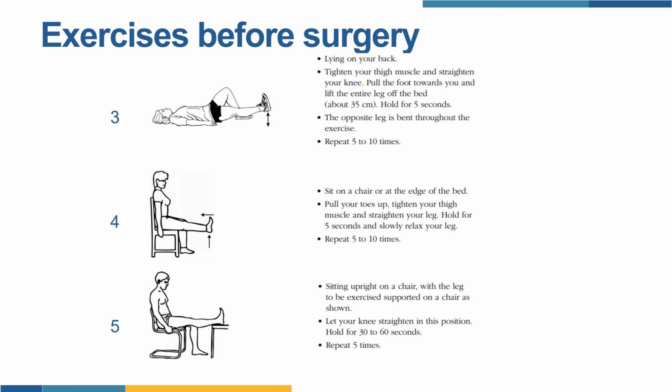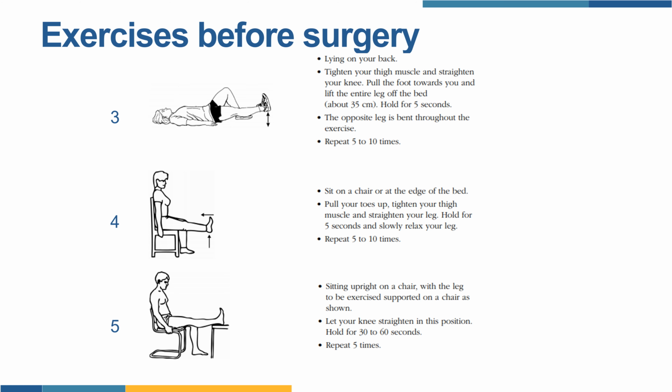Exercise 4. Sit on a chair or at the edge of the bed. Pull your toes up, tighten your thigh muscle, and straighten your leg. Hold for 5 seconds and slowly relax your leg. Repeat 5 to 10 times.